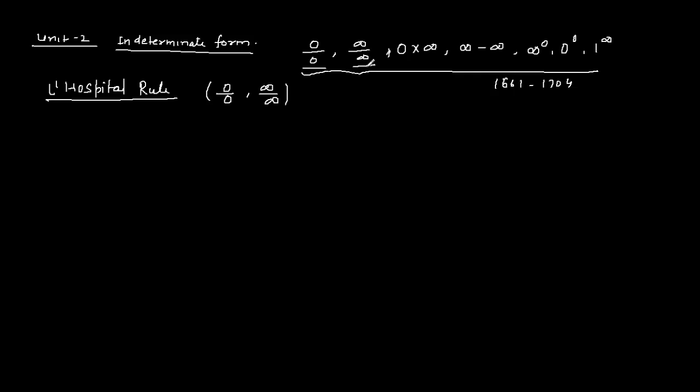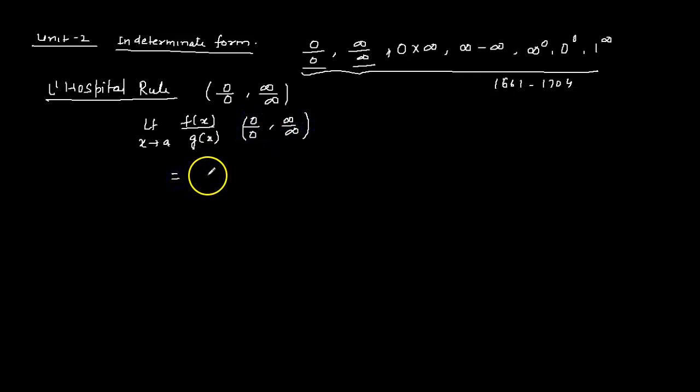Okay, so consider a function given as f of x by g of x, and the limit as x tends to a. You substitute the value: in the place of x you put a. If you get 0 by 0 or infinity by infinity, then you can apply L'Hospital's rule.